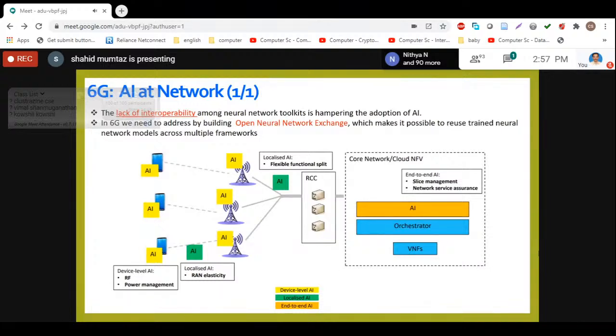So in 6G, we need to make our AI smarter, and we have to find some interoperability between them. We want to address this with the Open Neural Network Exchange, which makes it possible to reuse trained models from different networks. So now we have device-level, localized, and end-to-end AI, but there is no interoperability between them, so they run separately. This is what is happening in 5G. Even though it's not implemented, at least on paper, a lot of papers are published, but our 6G challenge will be different. We need it to be open so that it can run anywhere.